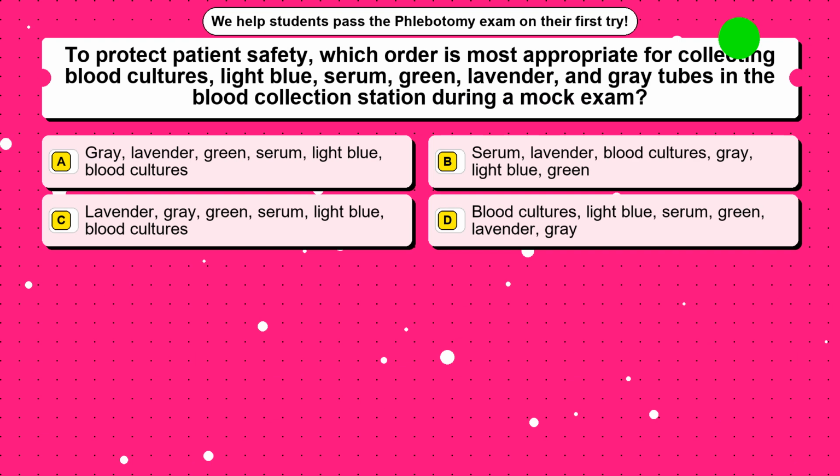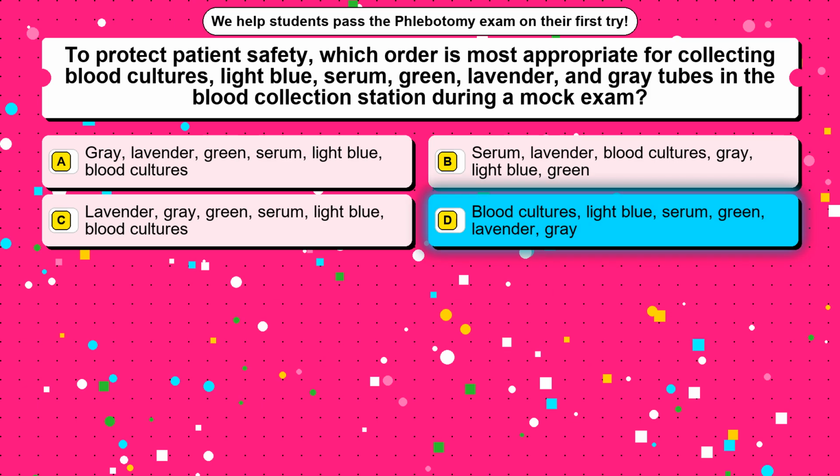Question 48. To protect patient safety, which order is most appropriate for collecting blood cultures, light blue, serum, green, lavender, and gray tubes in the blood collection station during a mock exam? Option A. Gray, lavender, green, serum, light blue, blood cultures. Option B. Serum, lavender, blood cultures, gray, light blue, green. Option C. Lavender, gray, green, serum, light blue, blood cultures. Option D. Blood cultures, light blue, serum, green, lavender, gray.